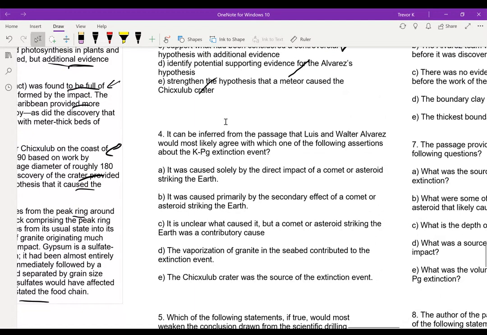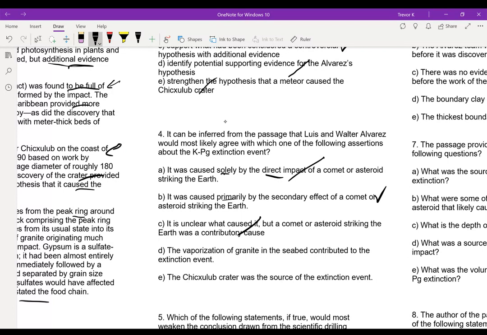All right. So they would most likely agree with which of the following assertions? Caused solely by the direct impact of a... See, I don't like this. The solely is very strong, and the direct is also not correct, right? It's the impact winter. So no. It was caused primarily by the secondary effect. Yeah, secondary impact winter, primarily because there's also other things. Yeah, so I'm a fan of that.